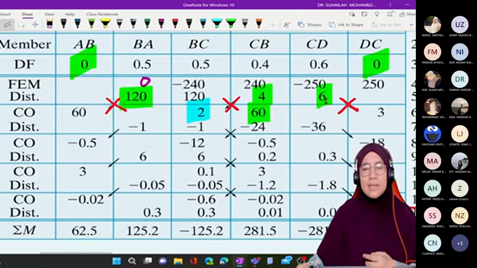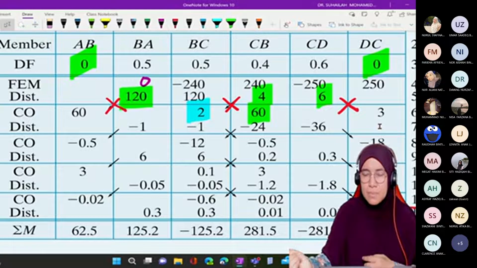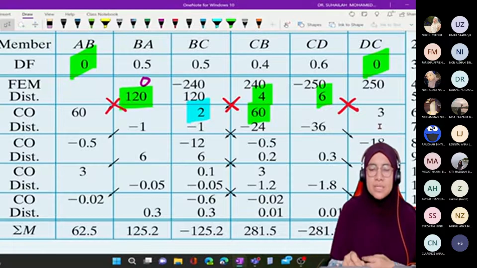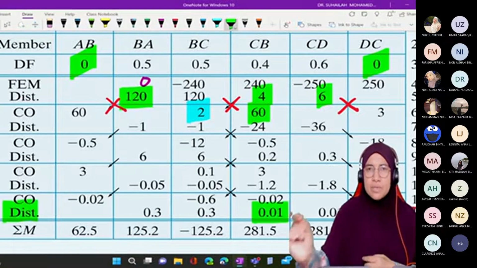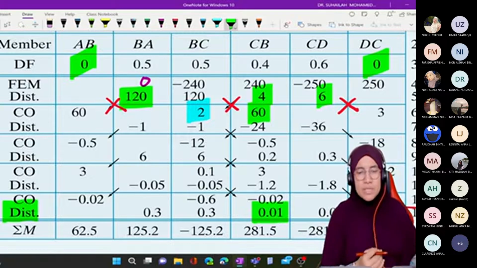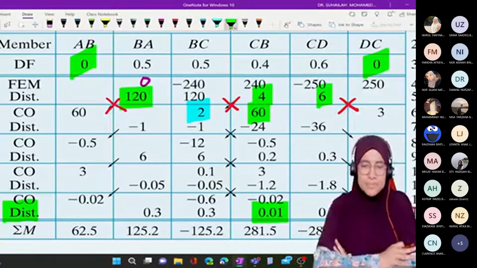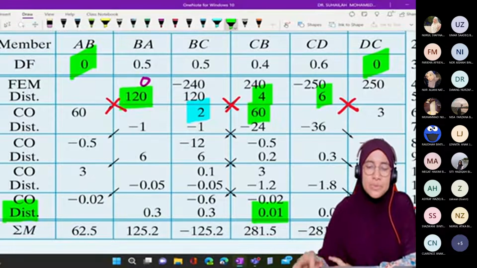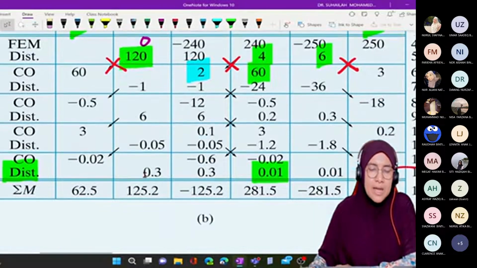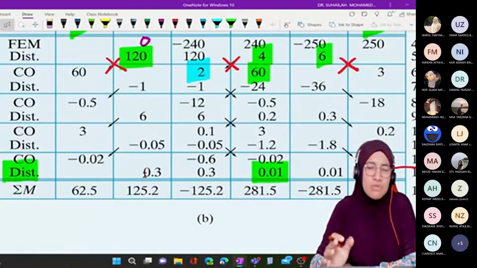Then repeat again, divide by 2, the carry over factor is 0.5. Repeat the process until the moment reaches 0 value, and stop at distribution. You cannot stop at carryover, because if you stop at carryover, you will get unbalanced moment. Stop at the distribution level whenever the moment reaches 0 value.